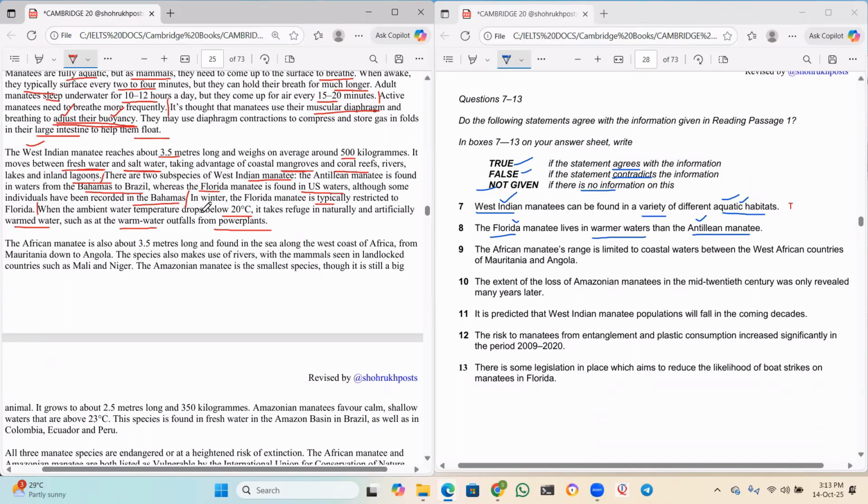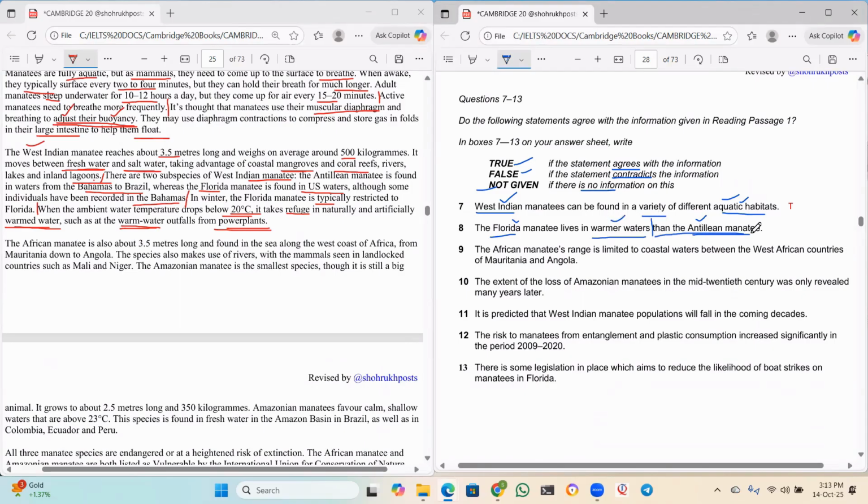When the ambient temperature drops below 20 degrees, it takes refuge in naturally and artificially warmed water, such as at the warm water outfalls from power plants. Okay, so the Florida manatee lives in warmer waters. Till here it is fine, guys.